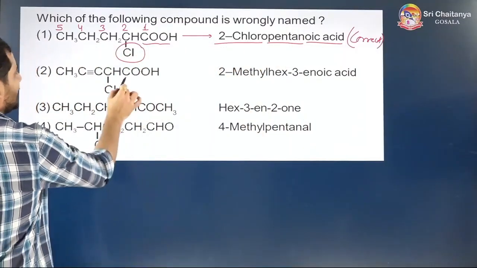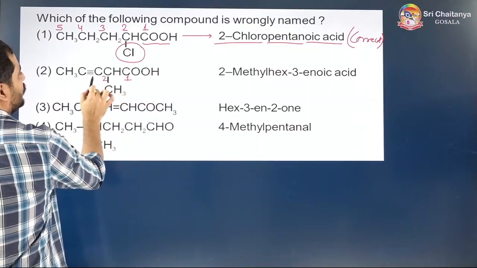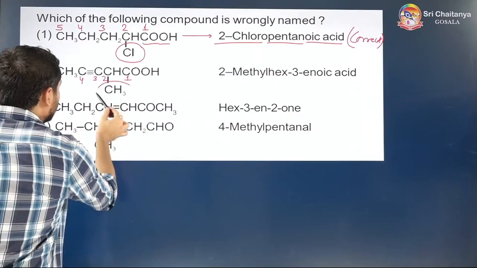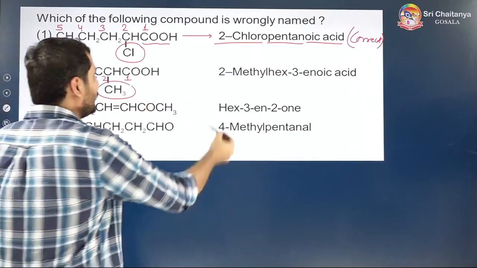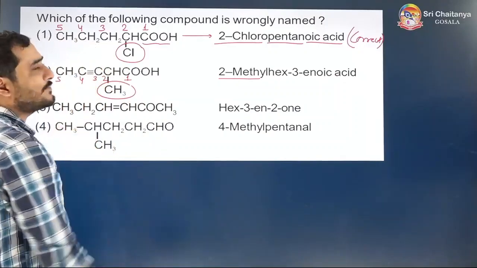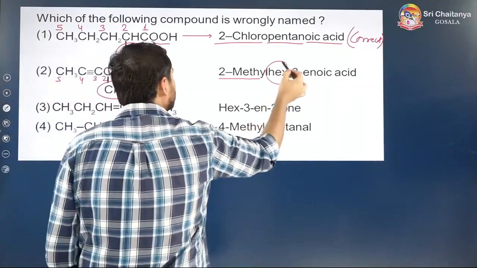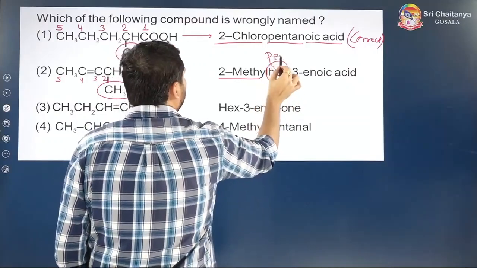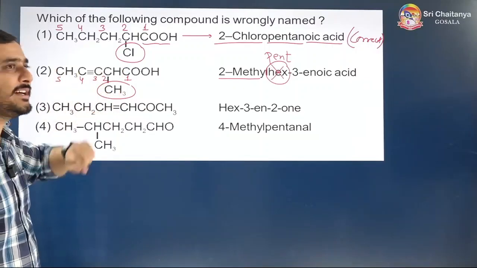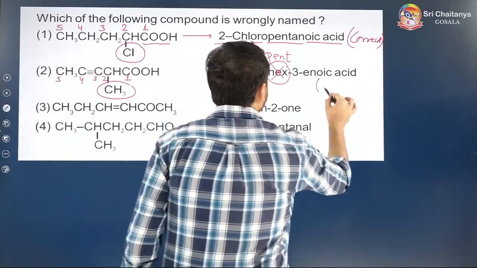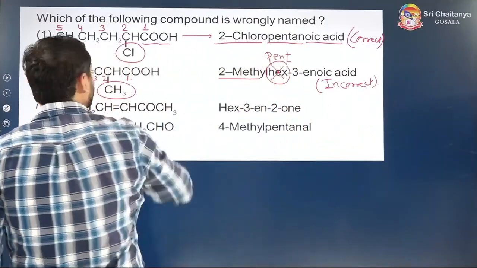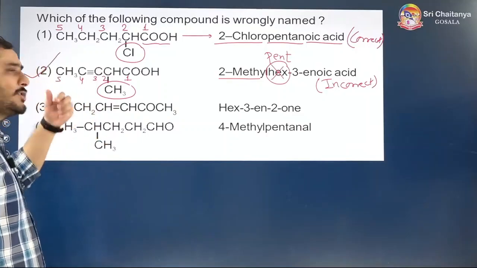Now let us move to the second. Again COOH, carboxylic acid, 1, 2, this is 3, 4, 5. Clear? Now a triple bond is present, and at the second position which substituent is present? Methyl. So first it is written 2-methyl, up to this it is correct. For 5 carbon atoms, what is the word root? Pent. Here what is written? Hex. So this is incorrect, because what will be the word root for 5 carbon atoms? 1, 2, 3, 4, 5, it is pent. So this name is incorrect. So the answer we are getting is option number 2. But we will check option number 3 as well as option number 4.